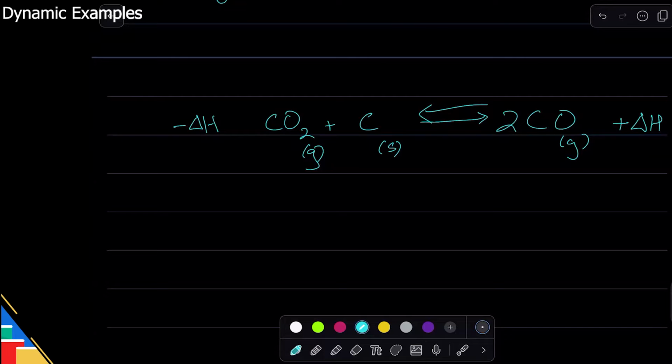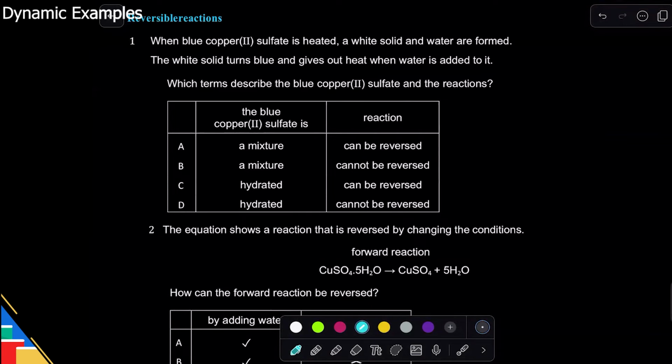Yes, this is some MCQs from Save My Exams. I'm going to solve them. When blue copper sulfate is heated, a white solid and water are formed. The white solid turns blue and gives out heat when water is added. So what are they telling you? That when the white solid turns blue, it is exothermic. So when you add water, it is exothermic, and when you heat it and the blue thing goes to white, that's endothermic.